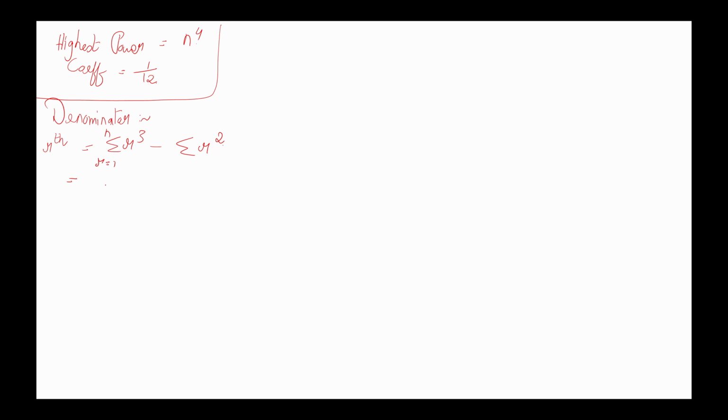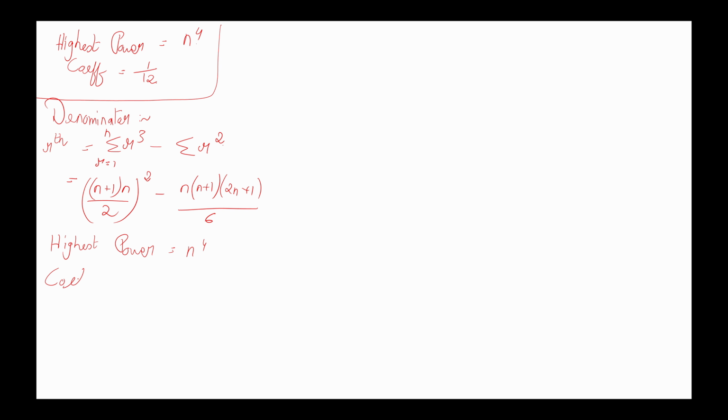So from here, what am I going to get? This would become n into n plus 1 upon 2 whole square, minus n into n plus 1 into 2n plus 1 by 6. From here also, what I can see is that my highest power is n to the power 4.